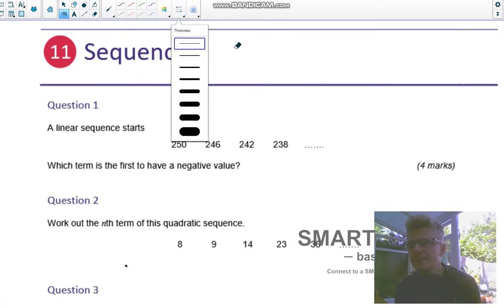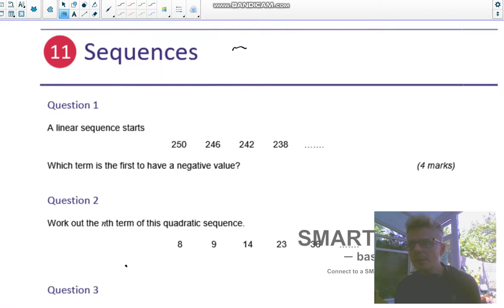It looks like a rubber, even though it's a pen. That's useless, isn't it?